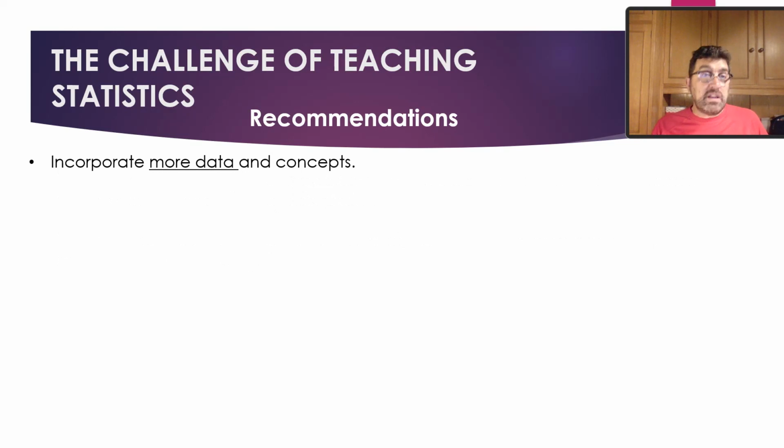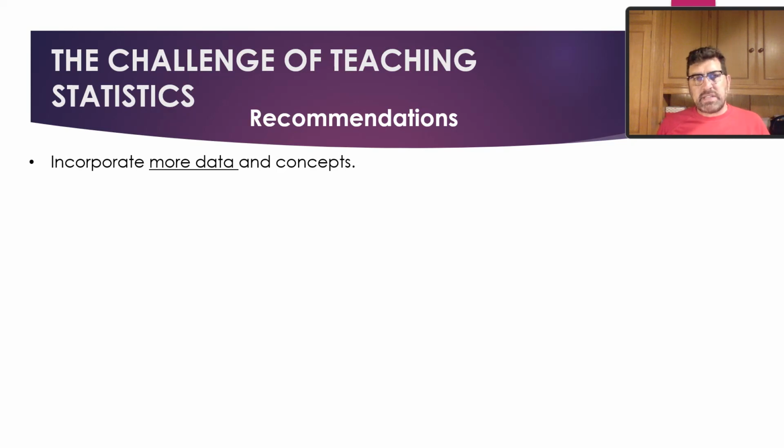Okay, so the challenge of teaching statistics, the recommendations that are out there for us. Cobb and McLean said this: incorporate more data and concepts when you teach statistics. Often when you open a textbook, you see there's 50 data points that are arranged already, that are ordered. And then there's the question, sketch the appropriate box and whisker plot. Where's quartile 2?